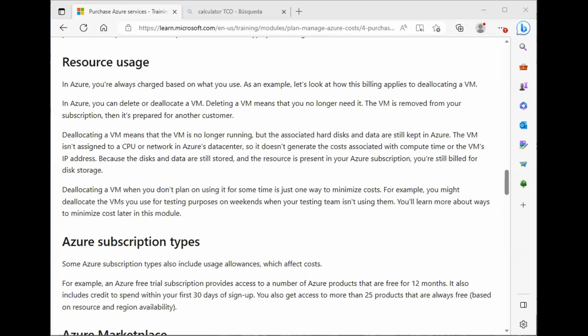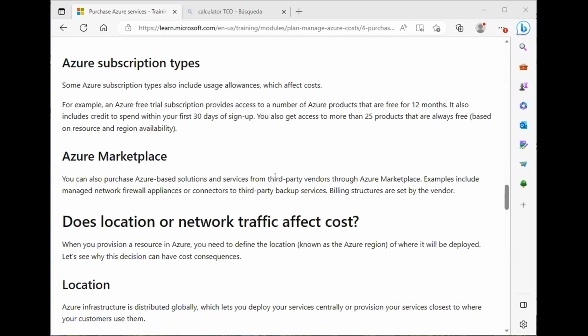Azure subscription types. Some Azure subscription types also include usage allowances, which affect costs. For example, an Azure free trial subscription provides access to a number of Azure products that are free for 12 months. It also includes credit to spend within your first 30 days of sign up. You also get access to more than 25 products that are always free.